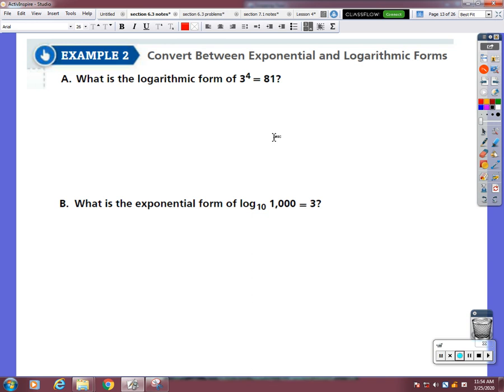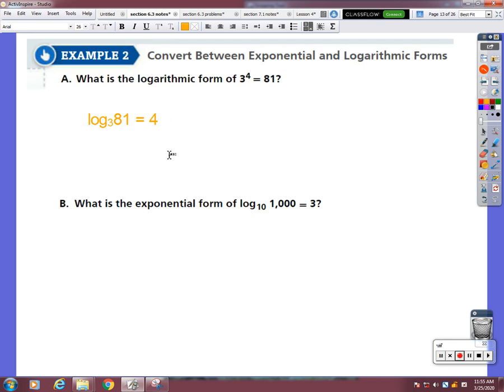Okay? Alright, so let's continue to practice that because it's so important. What is the logarithmic form of 3 to the 4th equals 81? So that would be log base 3, because the base of this exponent was a 3. And then I'm going to switch the 3 and the 81. So that is log base 3 of 81 is equal to 4.